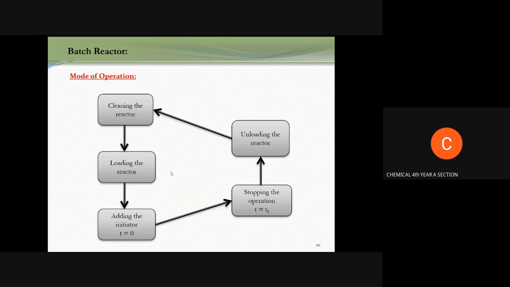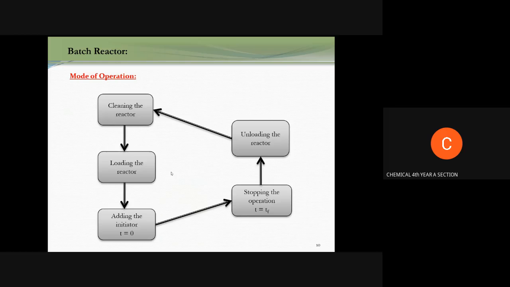Adding the indicator means we have to analyze the measurement. We have to analyze the speed of the reactor. For that, we have to mark some data, t equal to 0. And the second one is stopping the operation, the final part of the operation.